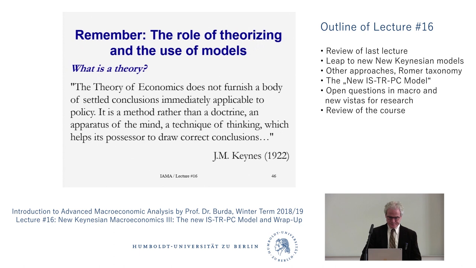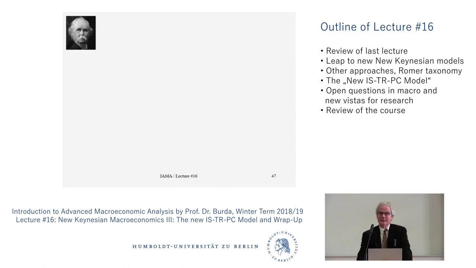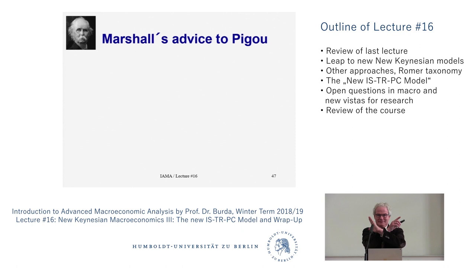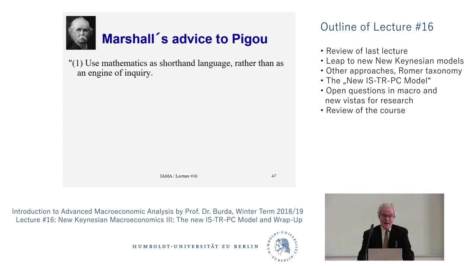So who's that guy? Looks like a typical economist. Anybody? Okay, he's really one of the big guys of the 20th century. So Alfred Marshall, right? Supply and demand. Okay, so what did he tell? He told his student Pigou, who was kind of probably troubled, had one of his little crises, emotional breakdowns or whatever. He said basically, use mathematics as a shorthand, not as an engine of inquiry. So it's interesting. You have to have the idea in your head before you start writing down the model. I think that's very, very.